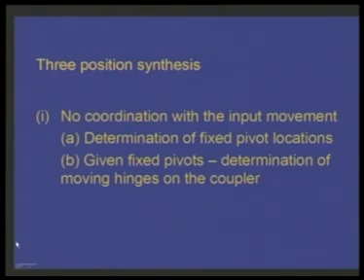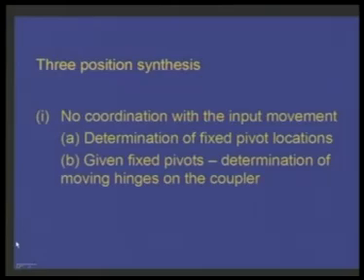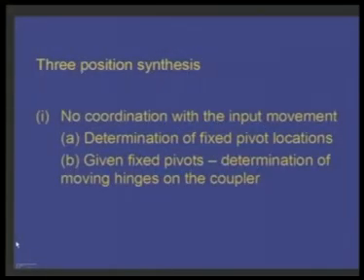Next, we shall discuss that given the fixed pivots, how to determine the location of the moving hinges on the coupler. This second problem is very often more important from practical considerations, because as we know, the fixed pivots have to be located on the frame, and if they are left unknowns, maybe those locations of the fixed pivots come at very uncomfortable or unsuitable positions. So we choose the fixed pivot locations on the frame according to our convenience, and we determine rather the locations of the required moving hinges on the coupler A and B. So let me start with the first problem, namely two-position synthesis without and with the coordinated input movement.